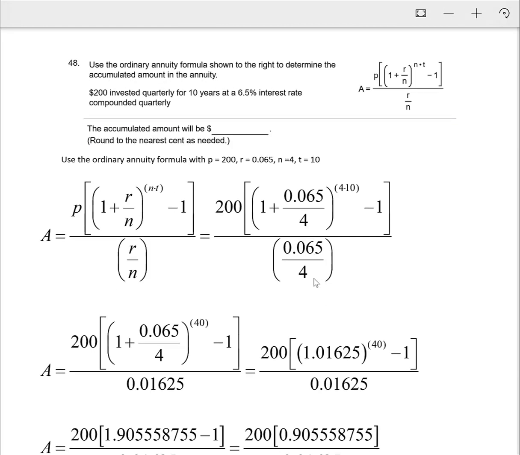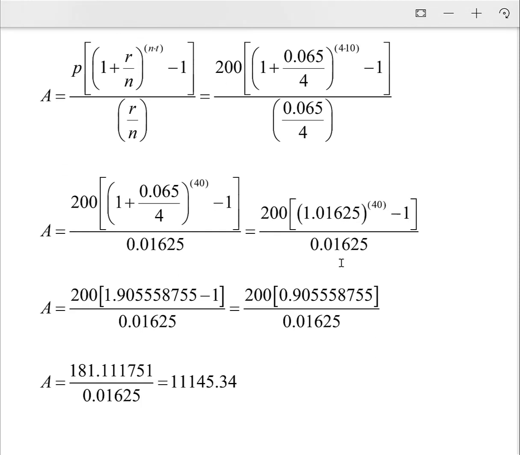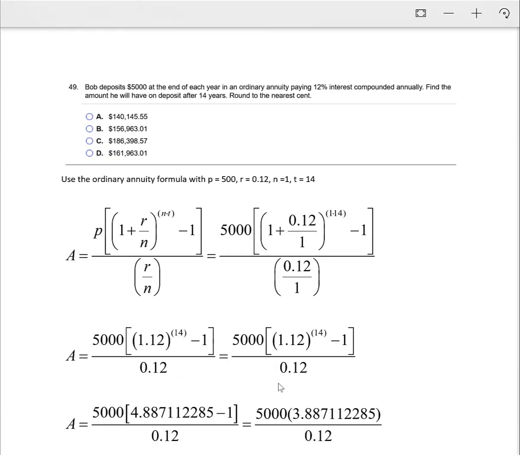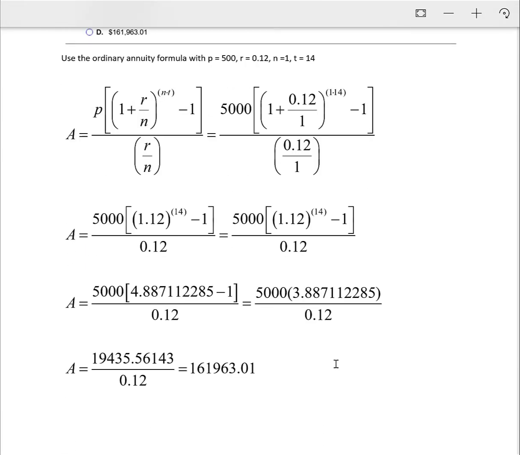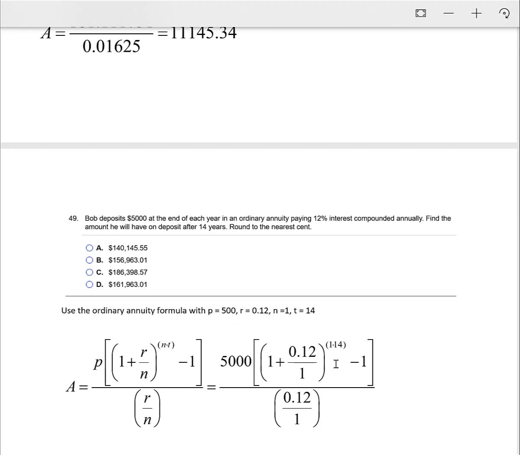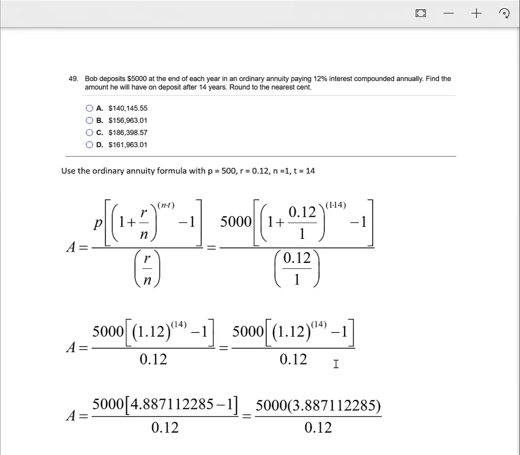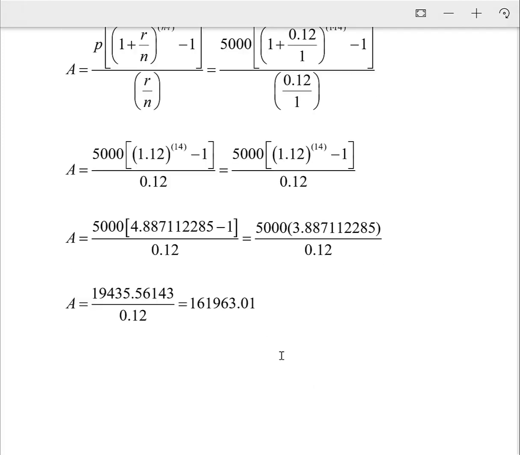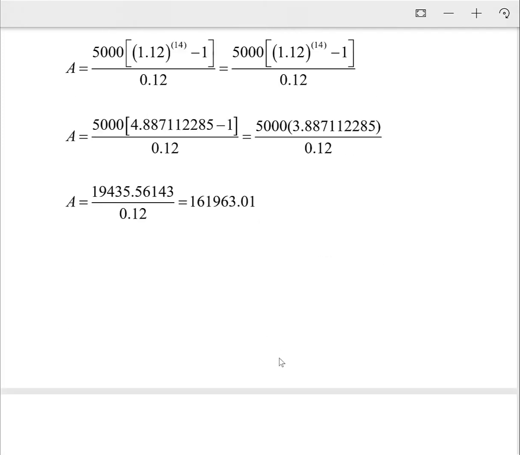Another annuity problem, same sort of steps there. I'll let you work through these, but this one you come out with a total accrued of $11,145.34. And then finally, this one here, same kind of problem. How much is going to be accrued? Same thing. Monthly payments of $500 for 14 years, and they're going to accrue $161,963.